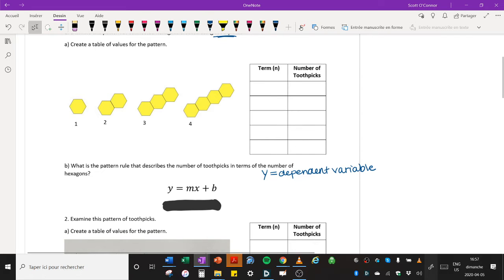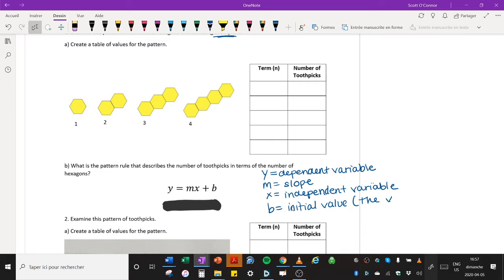So then if y is the dependent variable, m is your slope, x is your independent variable. In these pattern ones, that's going to mean the term number, and then b is your initial value, and your initial value is the value of y when x equals 0. Okay, so make sure you have that written down in your notes. You should have a firm understanding of y, m, x, b, y equals mx plus b.